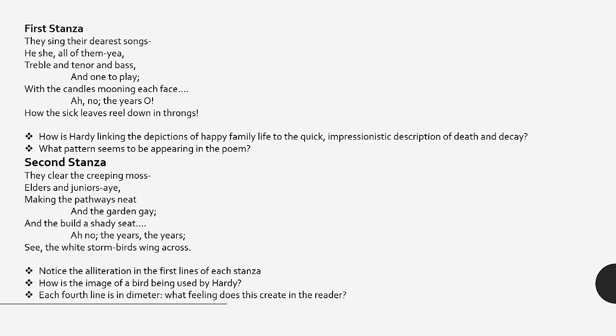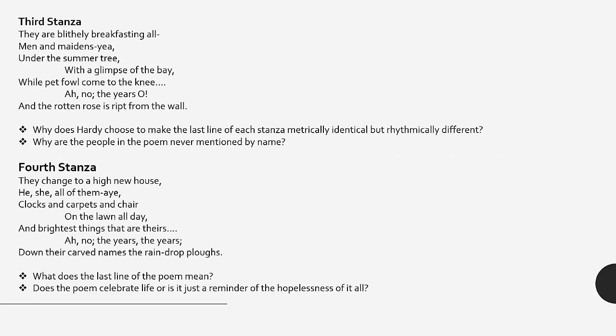The first line of each stanza uses some kind of alliteration. "Sing their dearest songs," "clear the creeping moss," and, in the next stanza, "blithely breakfasting." The last lines of each stanza are metrically identical to each other, but Hardy's use of rhythmic variation makes them seem different. It also has the effect of moving the reader forward through the poem.